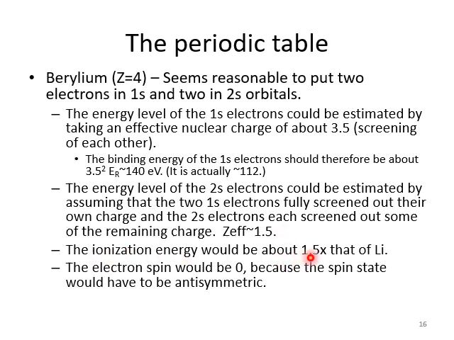And from this, by the way, we calculate that the ionization energy would be about 1.5 times that of lithium. Actually 1.5 squared, so about twice that of lithium. The total electron spin would be 0 because the 2 electrons in the 1s orbital are spin up, spin down, and the 2 electrons in the 2s orbital are spin up, spin down.